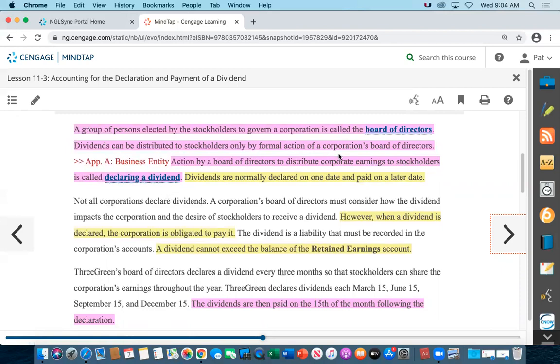So how do you declare a dividend? The board's got to approve it. Then once they decide on it, they will declare a dividend. Dividends are normally declared one date and paid on a later date.